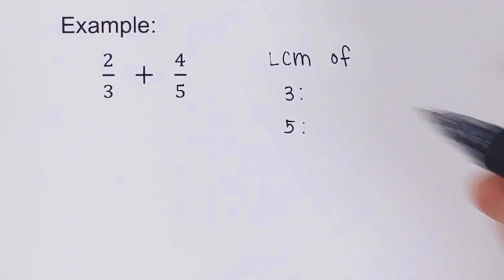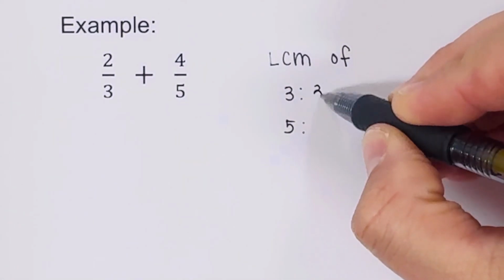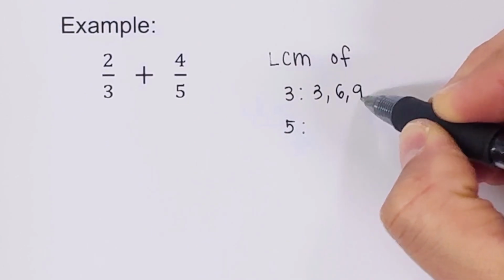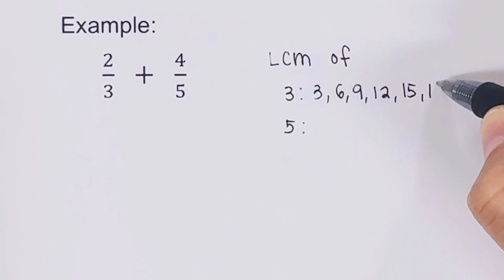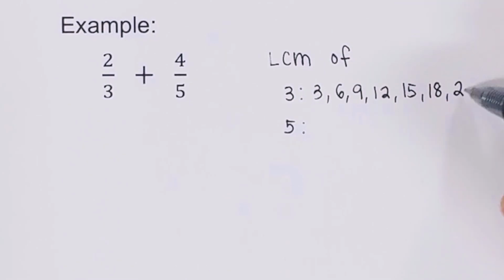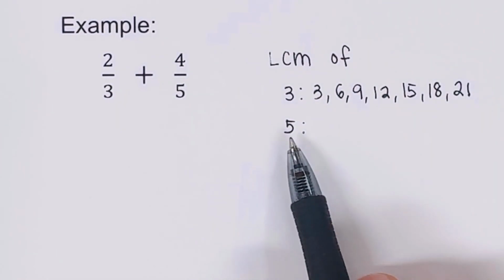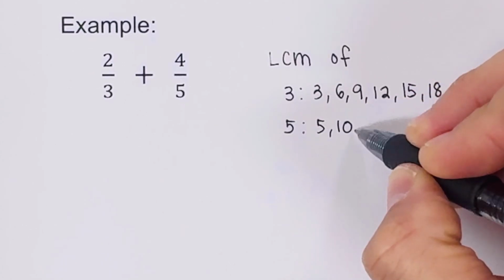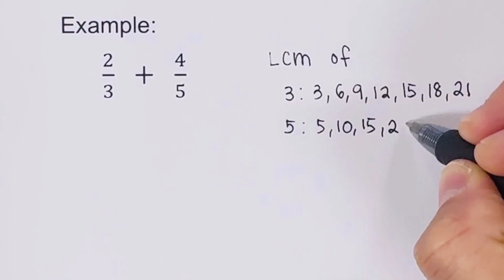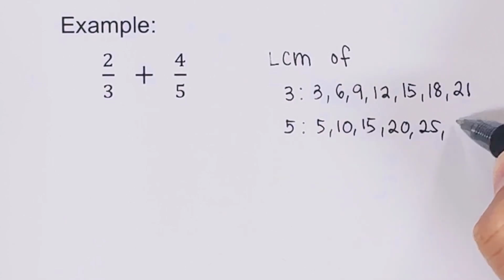So to find the LCM of 3, we just go ahead and count by 3. So I'm going to write that down here. That would be 3, 6, 9, 12, 15, 18, 21, and we can have more numbers of that. LCM of 5 means we count by 5. So we start with 5, 10, 15, 20, 25, 30, we can have more.